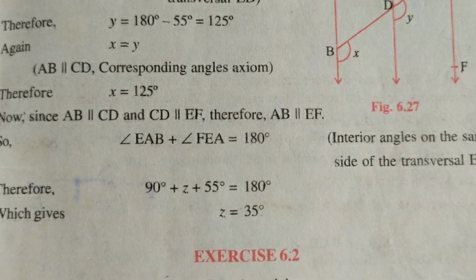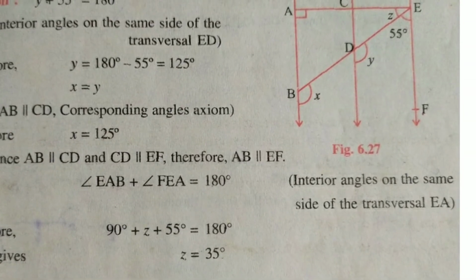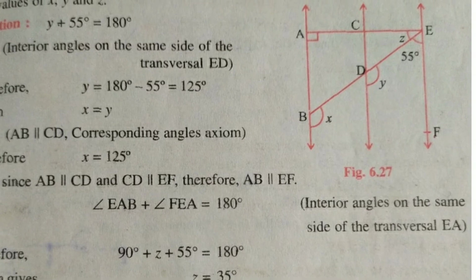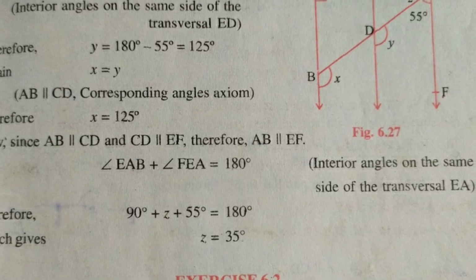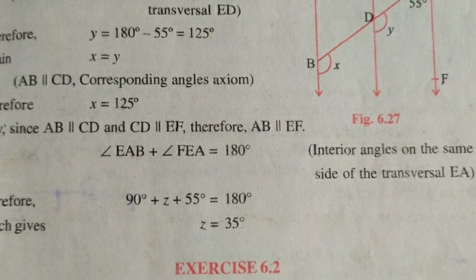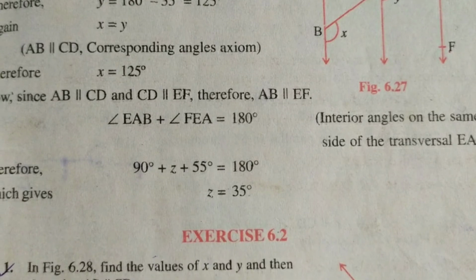Now, since AB is parallel to CD and CD is parallel to EF, therefore AB is parallel to EF. So angle BAE plus angle AEF equals 180 degrees, interior angles on the same side of the transversal, as you can see here. Therefore, 90 degrees plus z plus 55 degrees equals 180 degrees, which gives z equals 35 degrees.